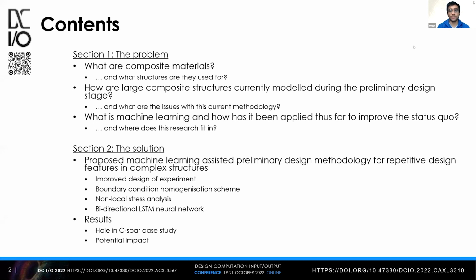So what I want to do first is break down what I mean, what the problem is, before I move on to how I address that problem. So with regards to the problem, I'm going to break down what I mean by complex structures, how these complex structures are currently designed at the preliminary design stage, and how machine learning has been used and can be used to improve this design methodology. And then I'll discuss my approach to improving the preliminary design process with machine learning.